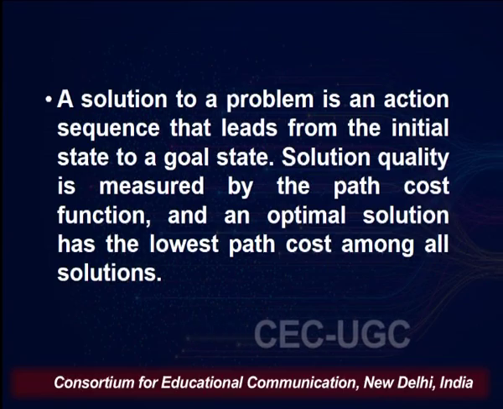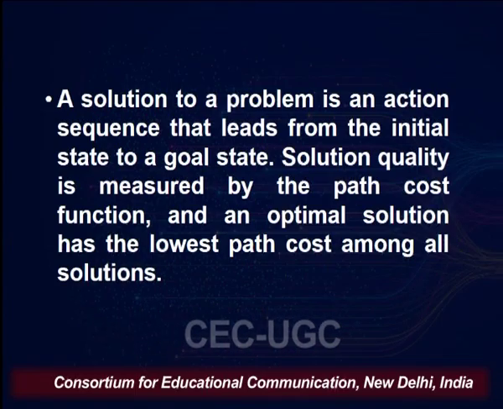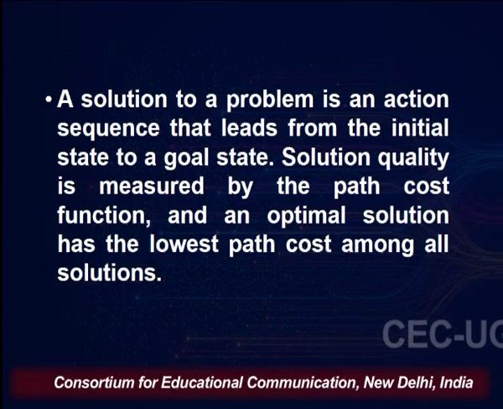Also, a solution to a problem is an action sequence, where your agent starts from the initial state and goes to a goal state. Solution quality is also measured by the path cost function, and an optimal solution is one which has the lowest path cost, maybe the least number of kilometers traveled, or the least amount of time on the path. So, the lowest path cost among all the solutions.